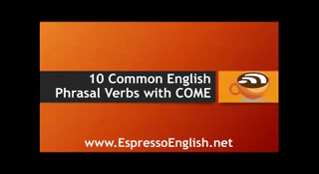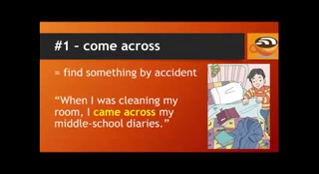Ten Common English Phrasal Verbs with Come from EspressoEnglish.net. Number 1. Come across means to find something by accident. For example, when I was cleaning my room, I came across my middle school diaries.